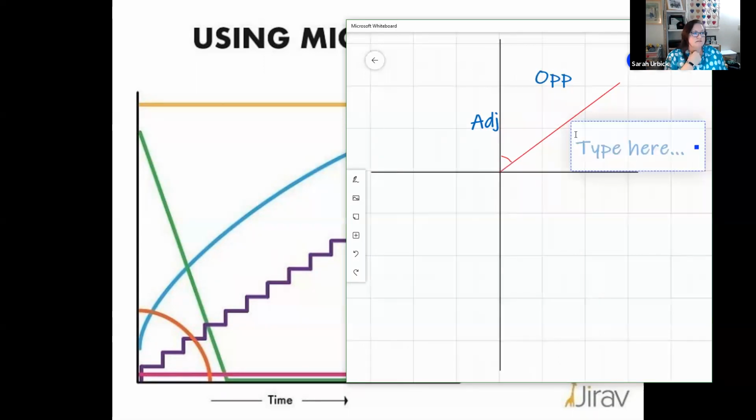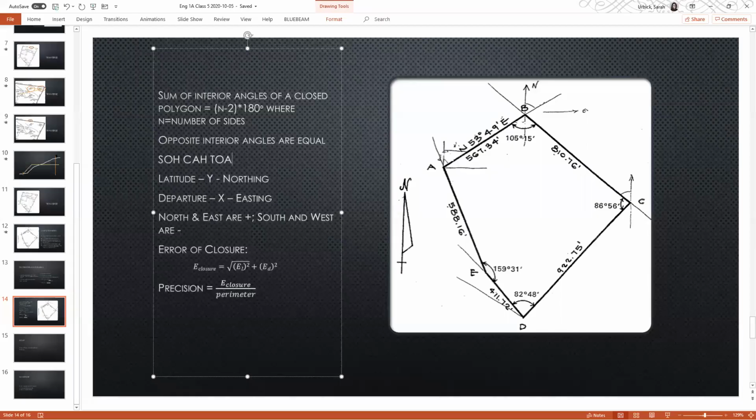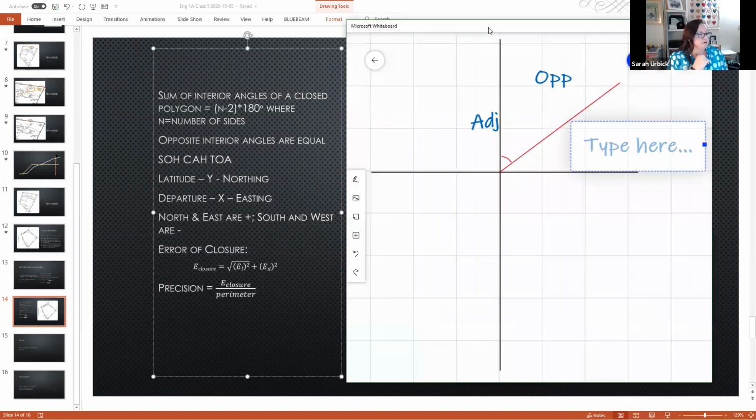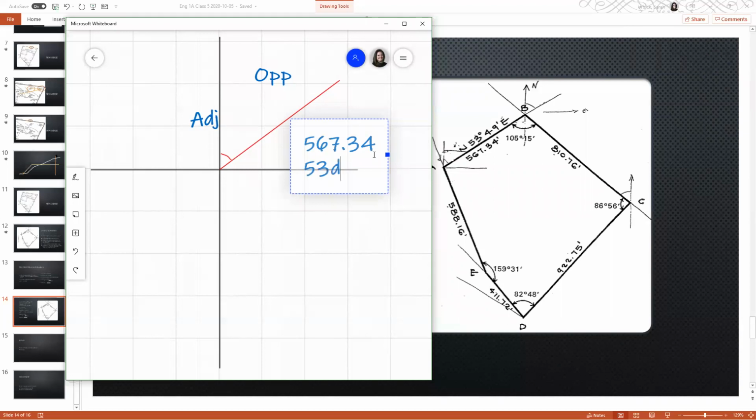What was this? Anybody remember what this length was? I have 567.31. Hopefully that's right. Oh, wait, no, 567.34. I think somebody was just going down the numbers: 5, 6, 7, back to 3 and 4. All right, so we got 567.34. And our angle was 53.49, right?